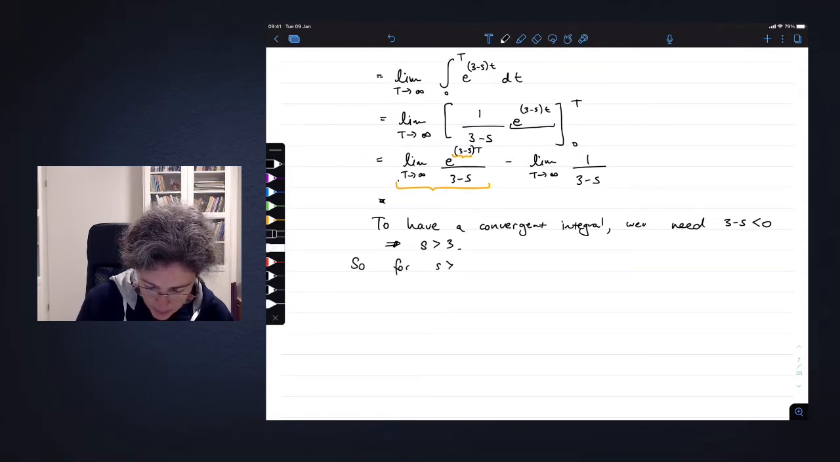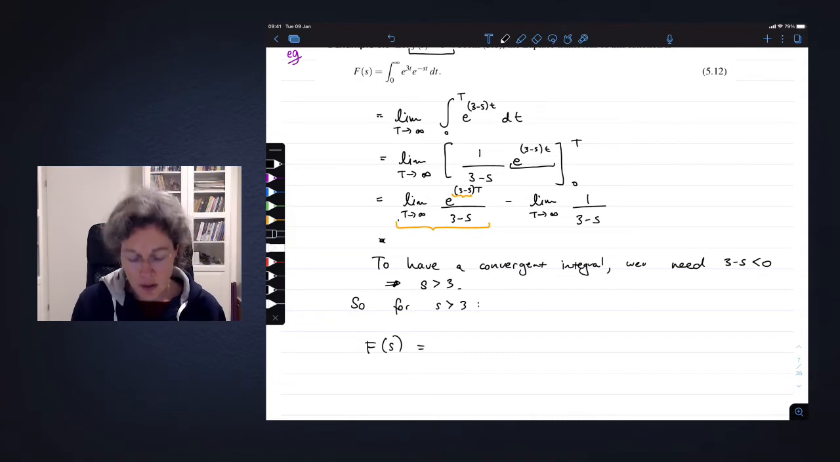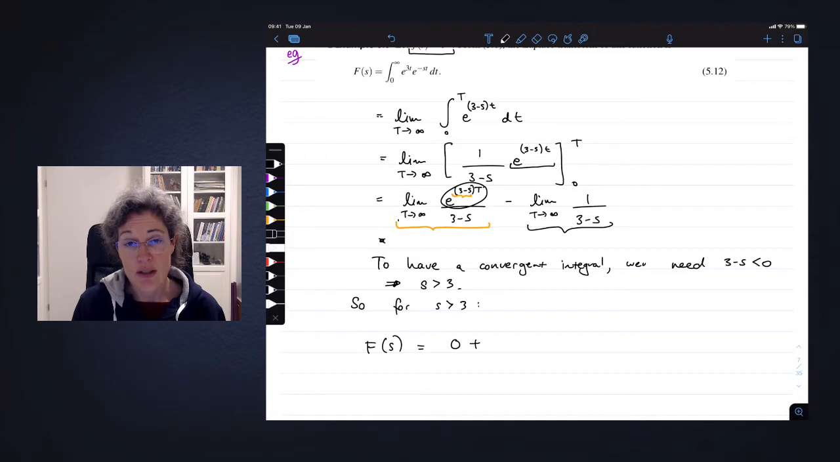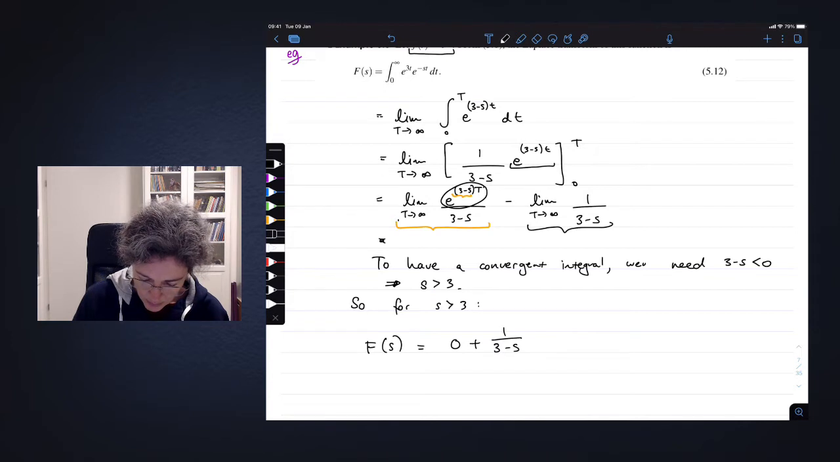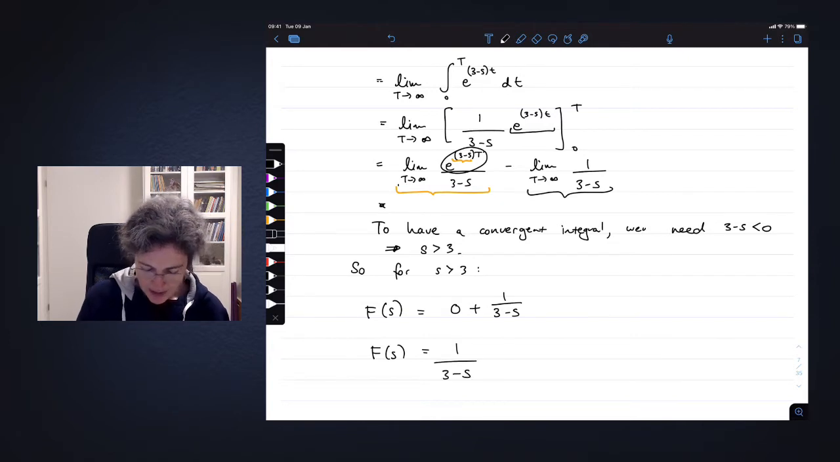So for s greater than 3, why do I keep writing zeros? Okay, s greater than 3, we have that F of s is equal to, so if s is bigger than 3, then this term over here, as T goes to infinity, will go to 0, so it's going to be 0 plus. And for our second term over here, it doesn't depend on T, so it just stays as a constant, 1 over 3 minus s. So finally our F of s is equal to 1 over 3 minus s.